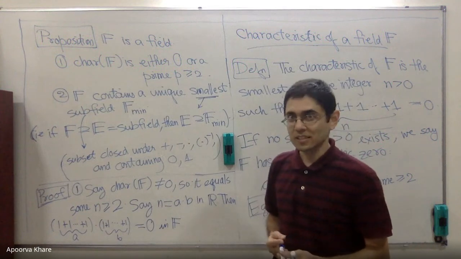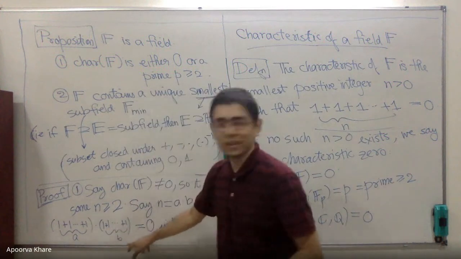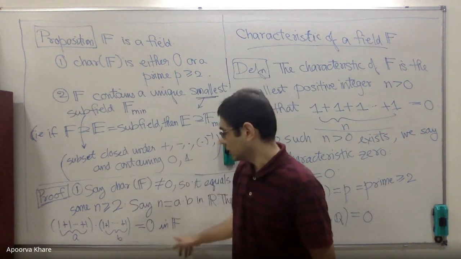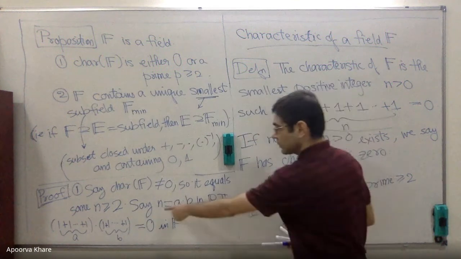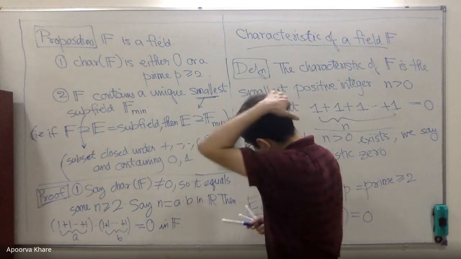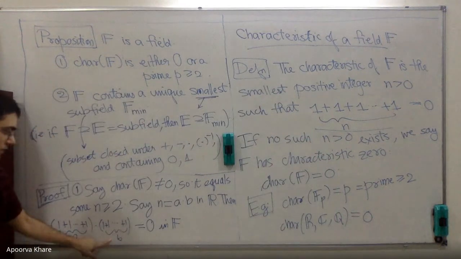The last exercise there said that, let's still call this a and b. If a times b is 0 in F, then either a is 0 or b is 0. Oops, I should have said that. Suppose n is a times b. And that's fine. So if this is 0, then either a is 0 or b is 0, right?